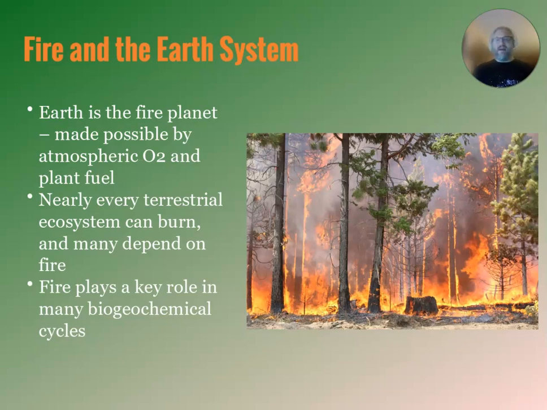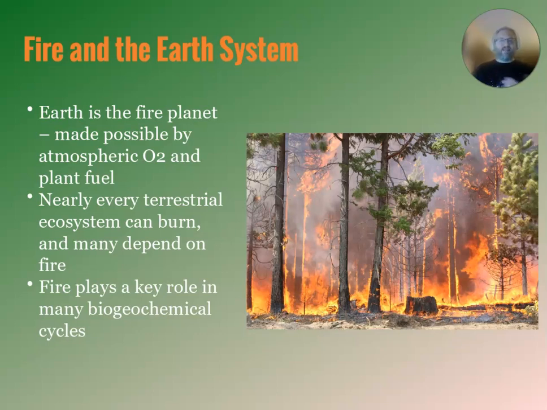Now, maybe in the future, we'll discover something about some of the planets we found around other stars, and we'll find ones that have as much fire as the Earth does. But for now, fire is one of the things that really makes our planet unique. So not only can we have fire on the Earth, but we have a lot of it. Nearly every terrestrial ecosystem can burn, and many of them depend on fire.